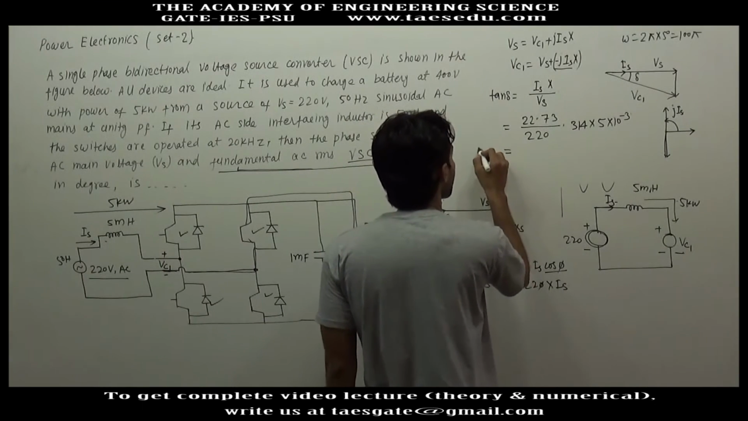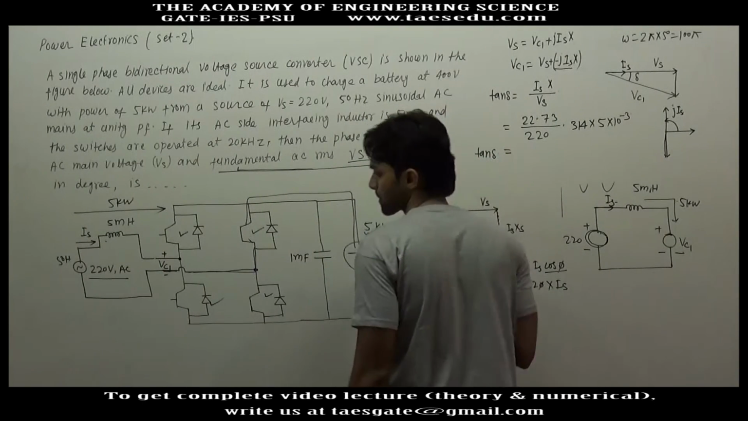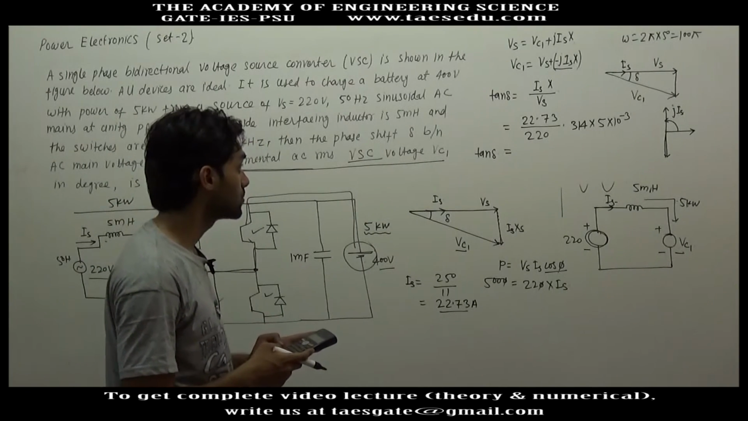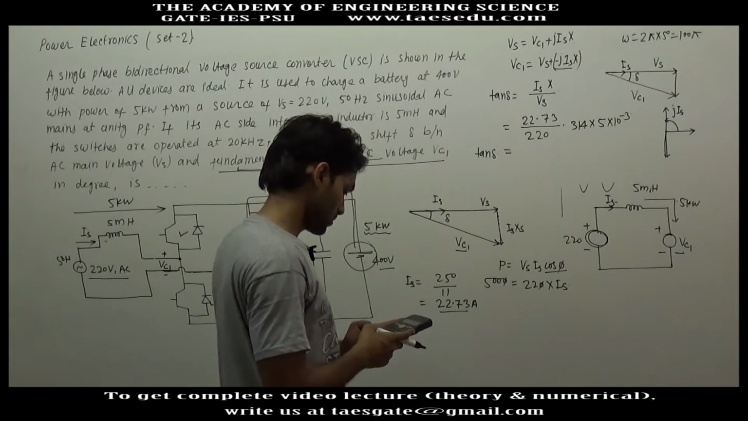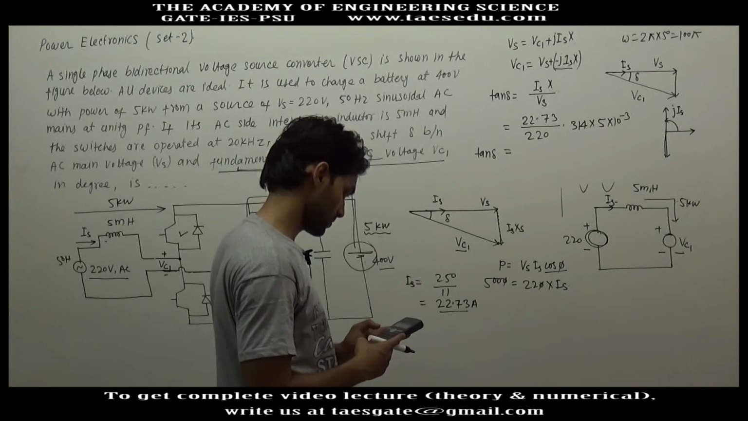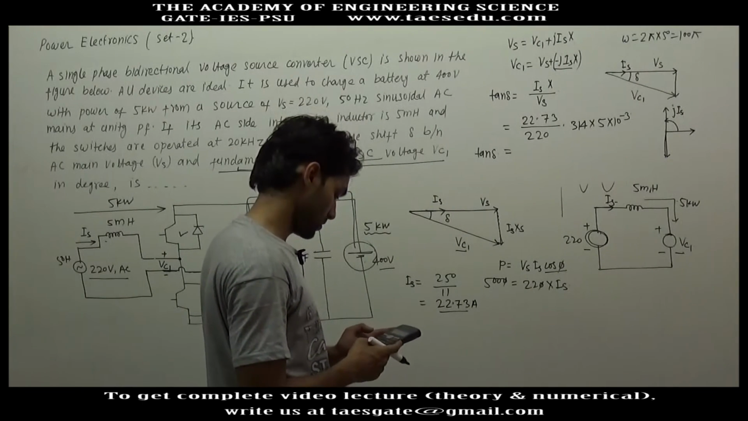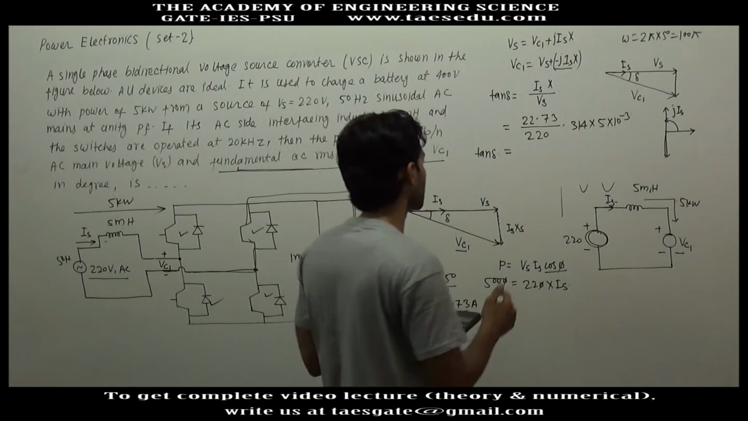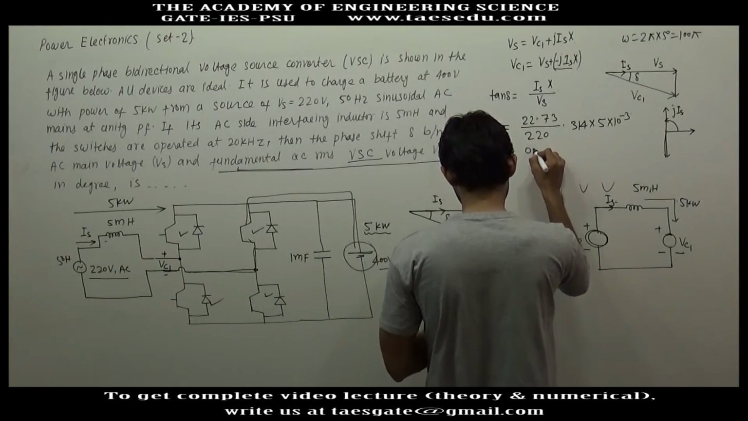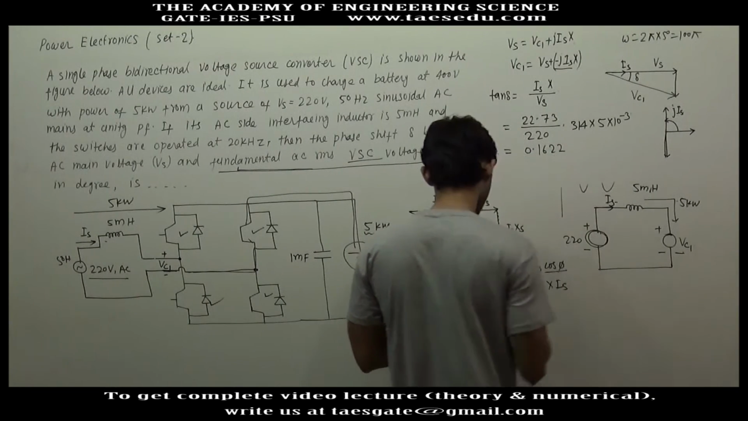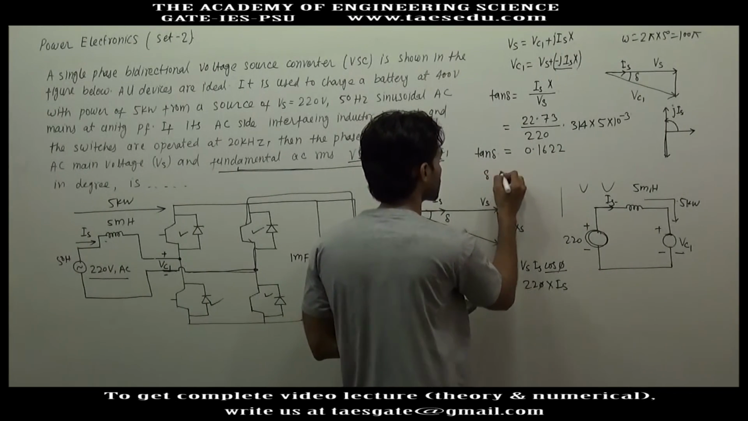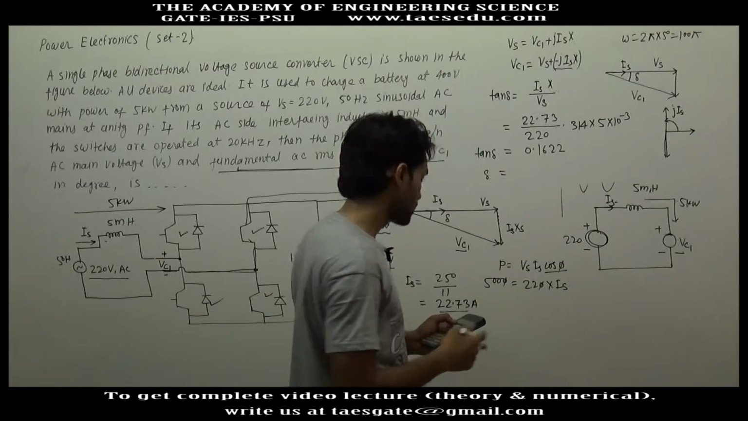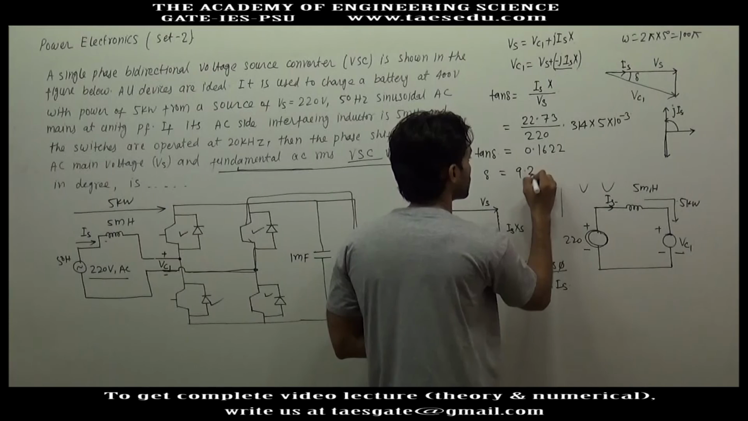So this will give you tan delta as 22.73 into 1.57 divided by 220. This is 0.1622. So delta will be tan inverse of this answer, which is 9.21 degrees.